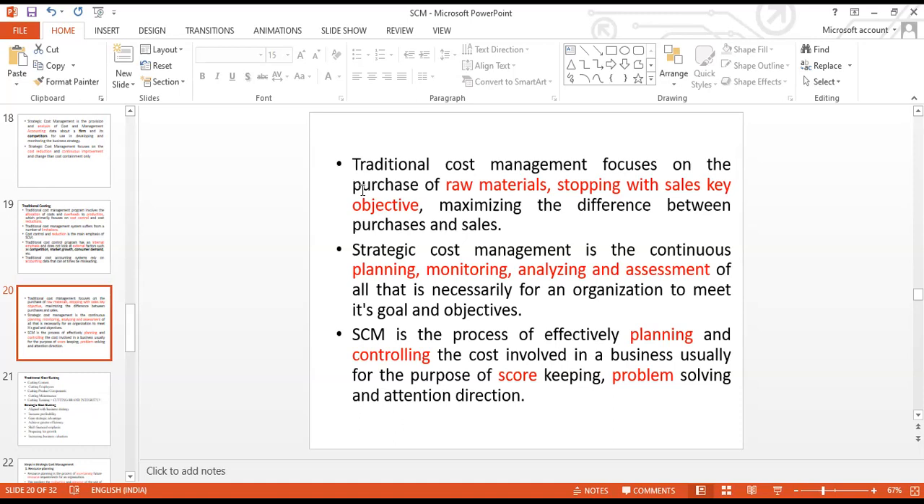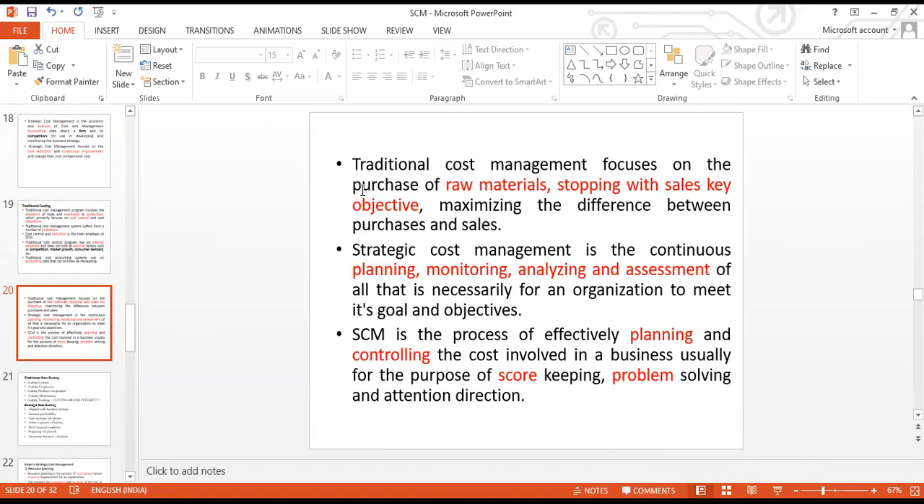What does strategic cost management do? It is continuous planning, monitoring, analysis and assessment. In this, there should be a justification for every activity. And whatever cost policies we prepared, we prepared them by understanding certain parameters. So in strategic cost management techniques, we are studying the internal position of the organization as well as the external position. External parties also we are studying. Strategic cost management is the process of effectively planning and controlling the cost involved in the business, usually for the purpose of scorekeeping, problem solving, and attention direction. So we are focusing on internal as well as external activities of the organization in strategic cost management, which were absent in the traditional technique.